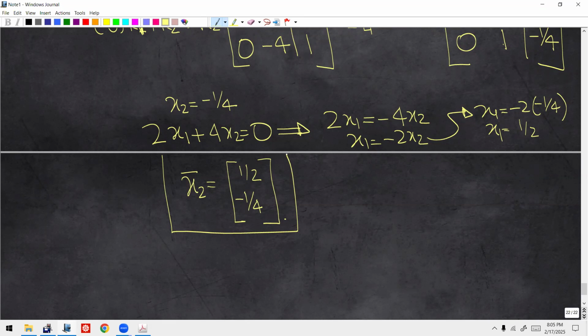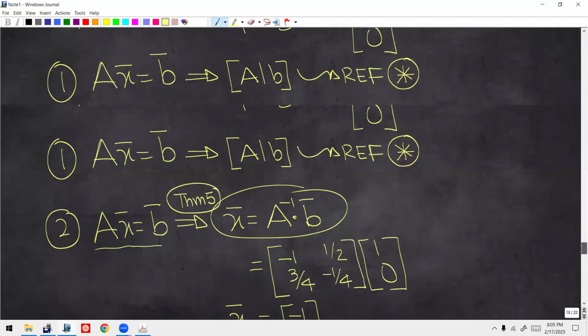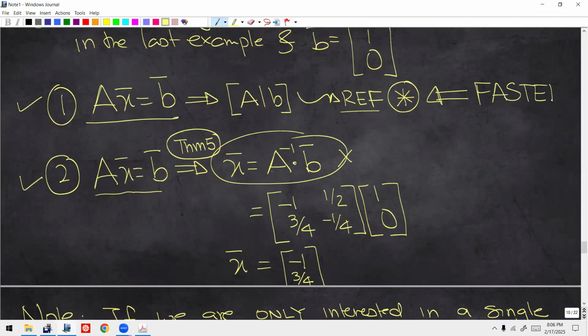Just so you know, I want to leave with one thing. There are two ways to solve a system. You can either solve it this way by reffing, or you can do it this way by taking A inverse, if A is invertible. Now, the first is always faster. Please remember that. The second method is just another way to do something, but the first method is usually about 3 times faster than doing this one. Just so you know.